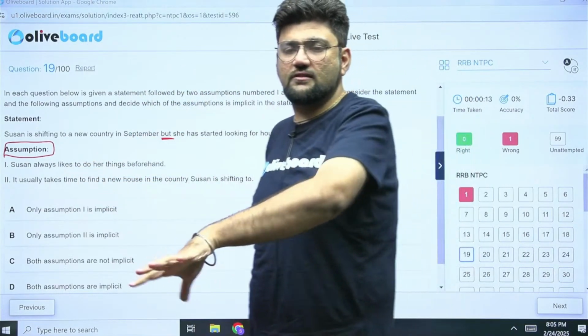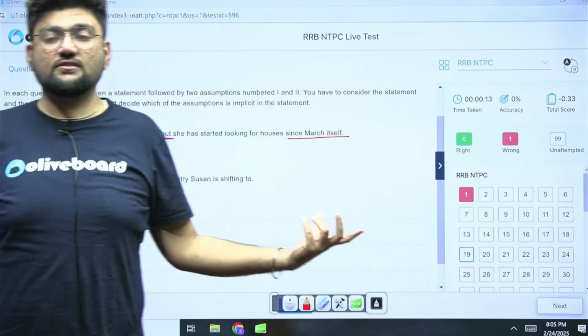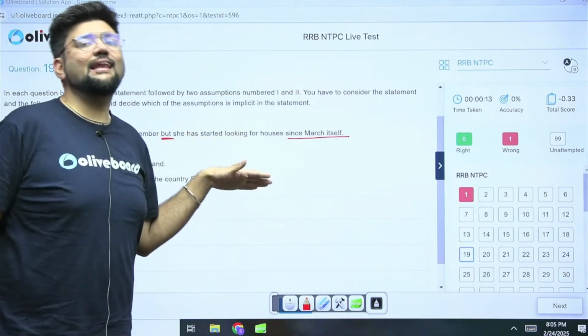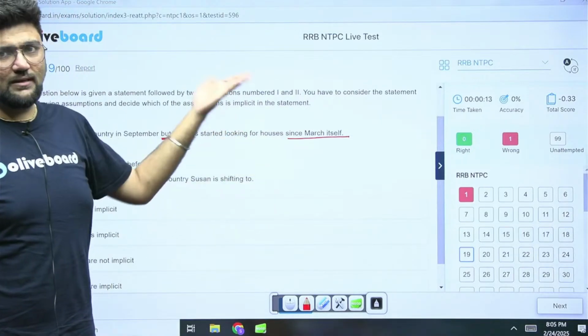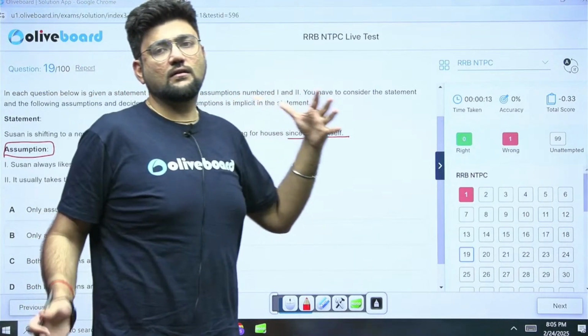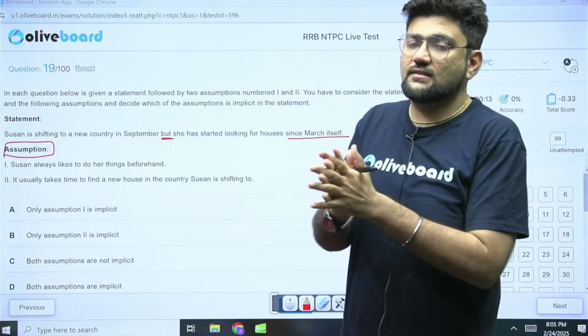Conclusions may be mentioned in the statement. Assumptions are never going to be mentioned in the statement. Assumption has to be linked to the statement. It may not be not related. It always has to be related. It has to talk about the relation between the statement and what exactly is the assumption.